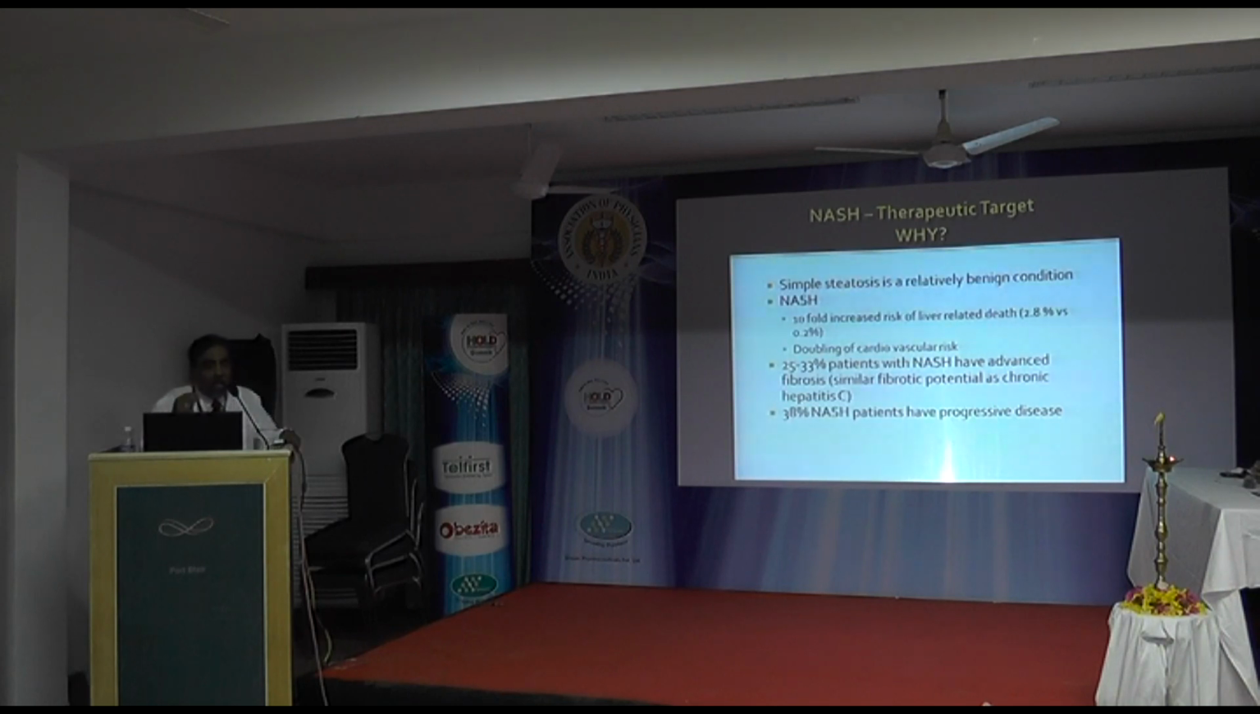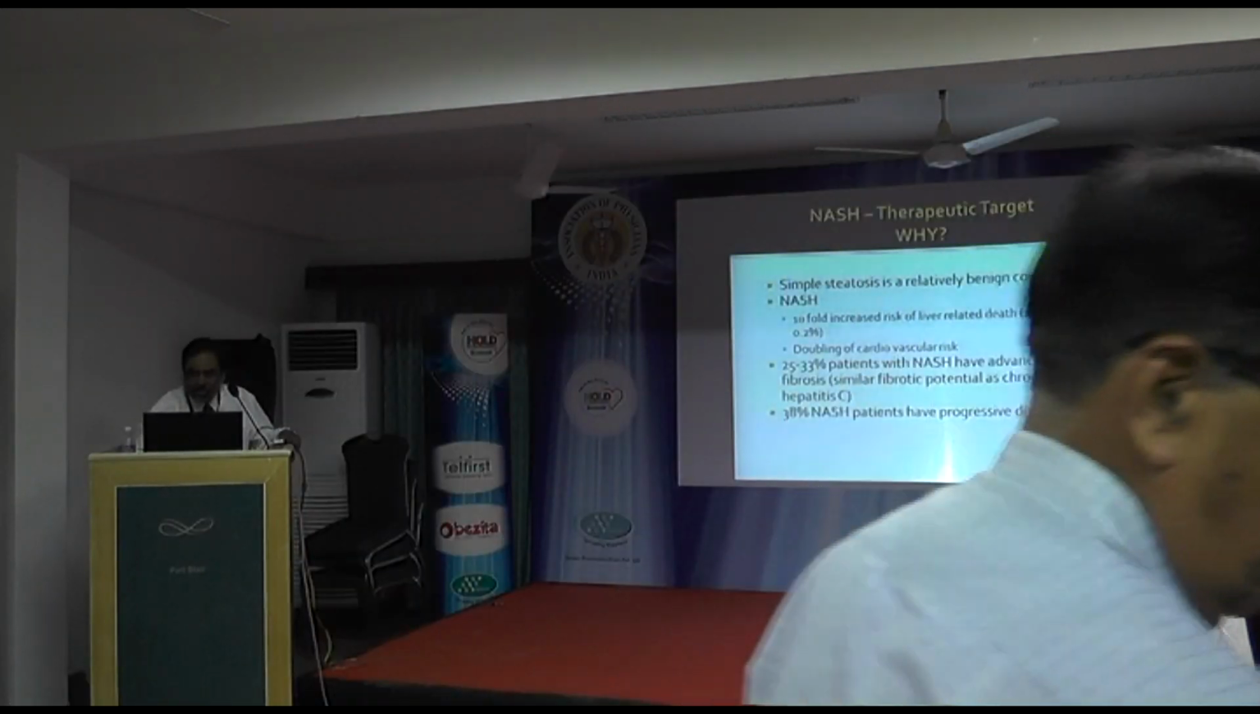And why should NASH be the therapeutic target? I've been talking about making sure you pick up patients who have got NASH. Well, because NASH has a 10-fold increased risk of liver-related death and doubling of the cardiovascular death. And therefore, it's certainly a very important stage in the spectrum. Almost 1/3 of the patients with NASH will have advanced fibrosis, and about 40% of them will continue to have progressive disease. So I keep harping on the point: make sure in clinical practice you pick up patients who have got steatohepatitis or NASH.